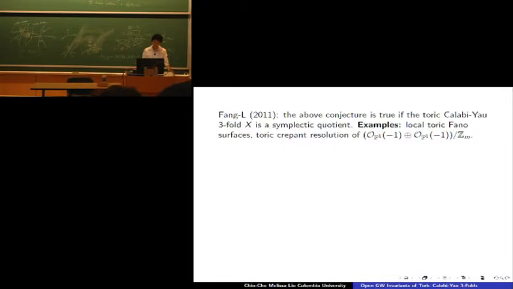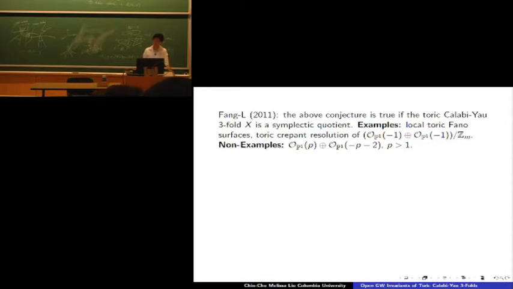So we can prove that. Bohan Fang can prove that in more generality, when X is a symplectic quotient. This includes local toric Fano surfaces and toric Calabi-Yau resolutions of the resolved conifold. Well, when m is 1, it's just a resolved conifold. But this doesn't include, for example, O(1) plus O(-3), because in this case we cannot use the mirror theorem proved by Givental and Lian-Liu-Yau, as you will see very quickly.